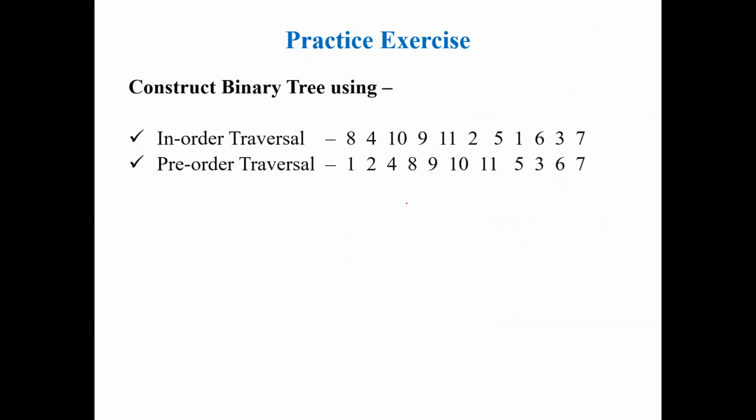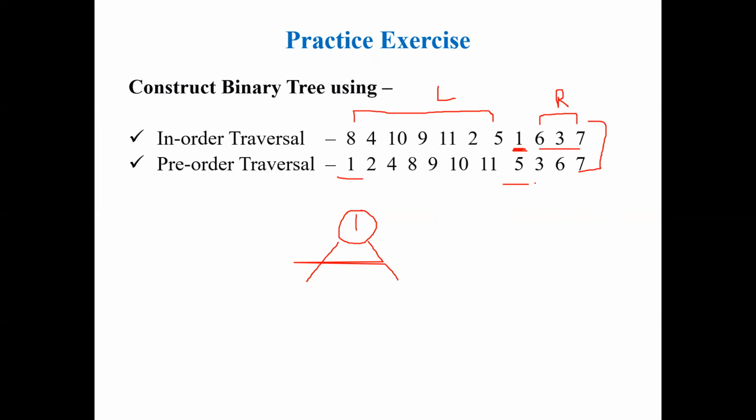Next, this is given as a practice exercise which you can try yourself to make it more clear. To start with this exercise, I can give you a hint. As this is the pre-order traversal, 1 is our root node as per the rule, and we have to identify its left and right part. As per the in-order traversal, this is the root node. That means 6, 3, 7 are on its right side, and these elements are on its left side. And again, from 6, 3, 7 we have to identify which one is the root node. So again, we go to the pre-order traversal.